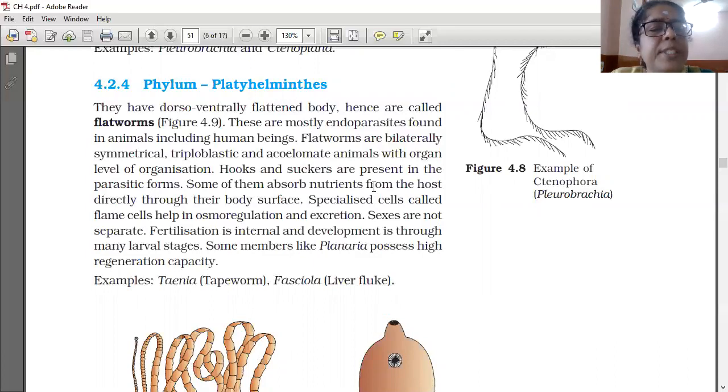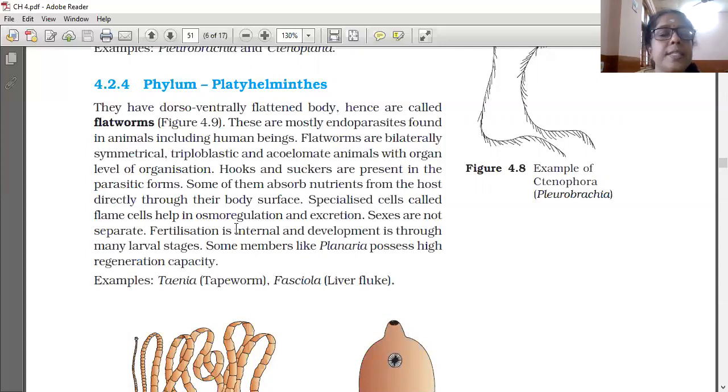Specialized cells called flame cells help in osmoregulation and excretion only. These cells are called the flame cells. Flame cell is the excretory cell only. So in Platyhelminthes, flame cells are excretory, and moreover they regulate the water. Osmo means water only. The water content of the body is regulated. If more is there, then it will be removed. If less, then it will be absorbed. That is called osmoregulation. Osmoregulation means the water content of the body is regulated.